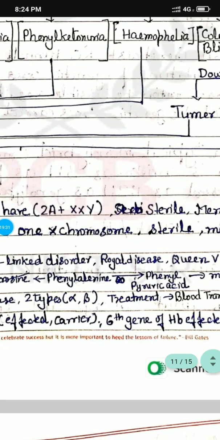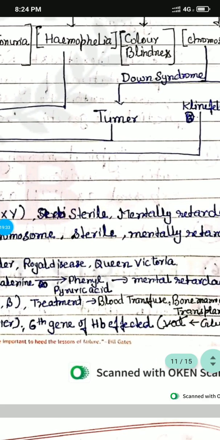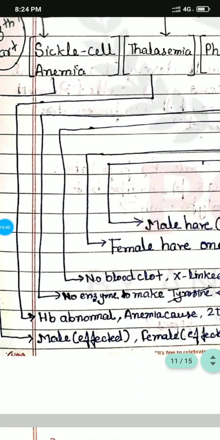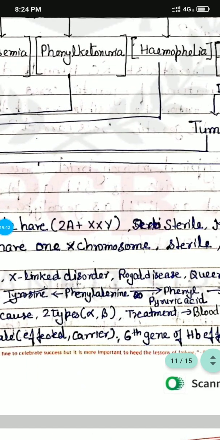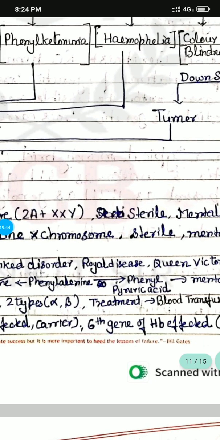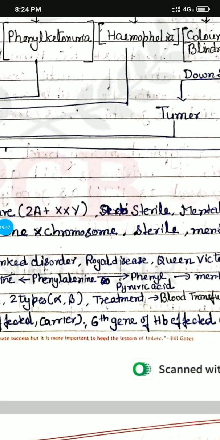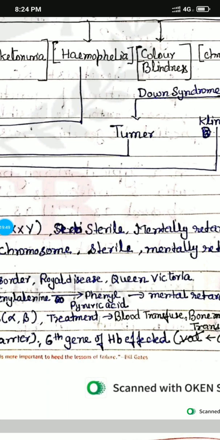X-linked disorder is there. Actually, this is called a royal disease because it was first found in Queen Victoria. You have to comment where Queen Victoria is found. Where is Queen Victoria present or was present?